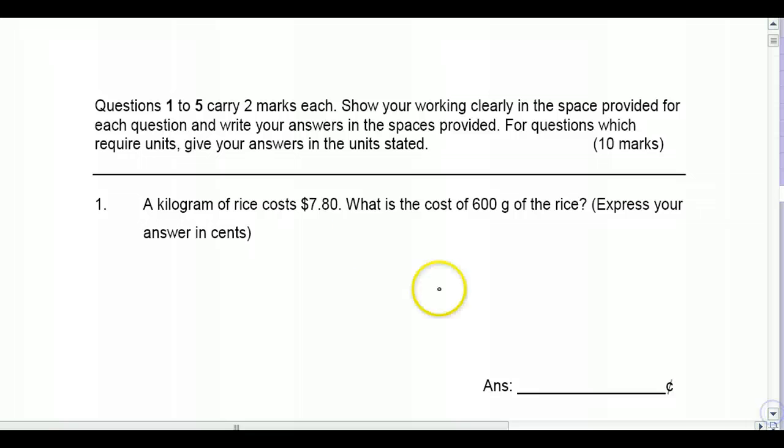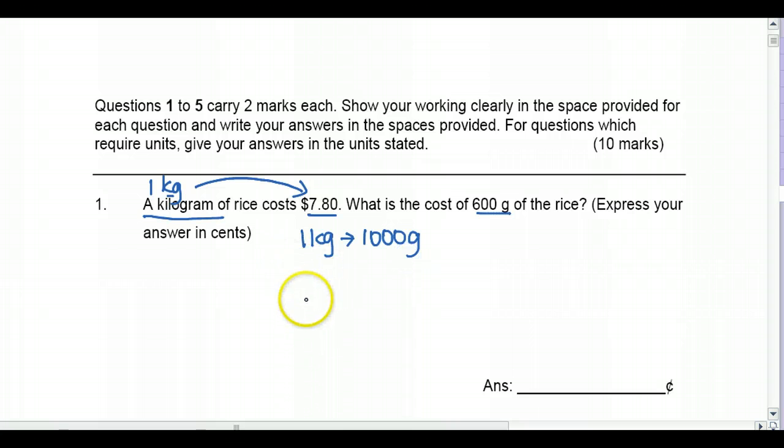So let's look at this question. We know that 1 kilogram costs $7.80. We want to find 600 grams. Now realize that our units are not the same, so first we have to change all to the same unit. So 1 kilogram is 1000 gram. Alright, so I know that 1000 gram is 780 cents.